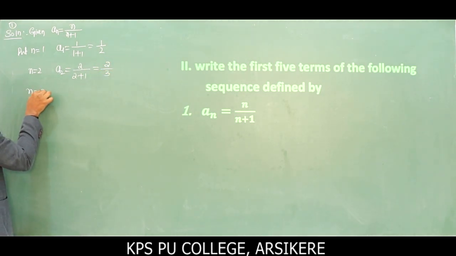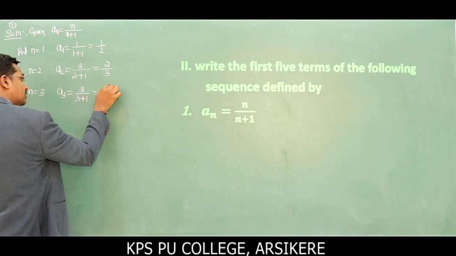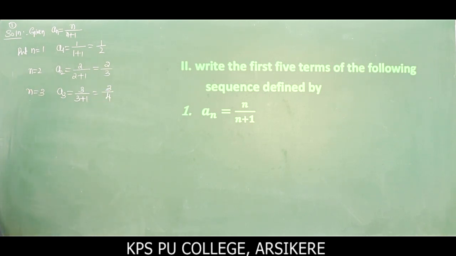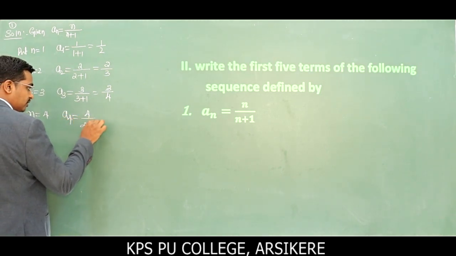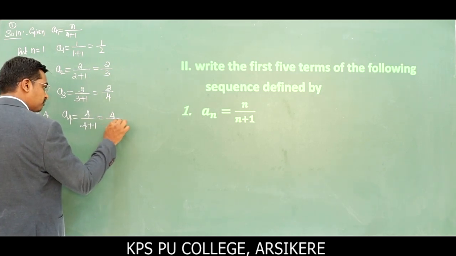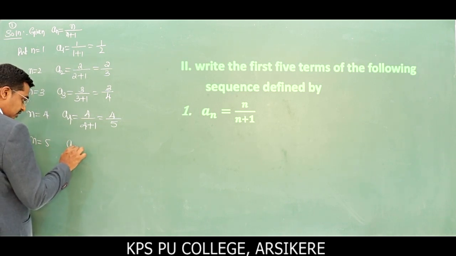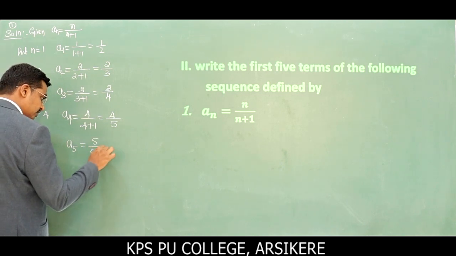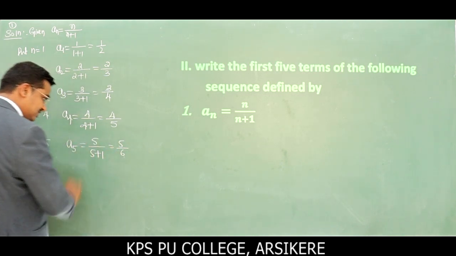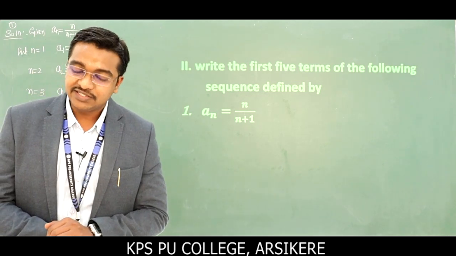When n is equal to 3, a3 is equal to 3 divided by 3 plus 1. So this is 3 divided by 4. Next one, when n is equal to 4, a4 is equal to 4 divided by 4 plus 1. This becomes 4 divided by 5. And the last one, when n is equal to 5, we obtain the last term, that is the fifth term, 5 divided by 5 plus 1 is equal to 5 divided by 6. These are the required first 5 terms of the given sequence.